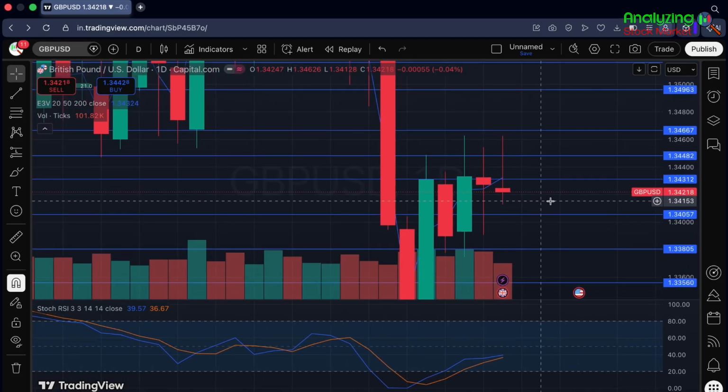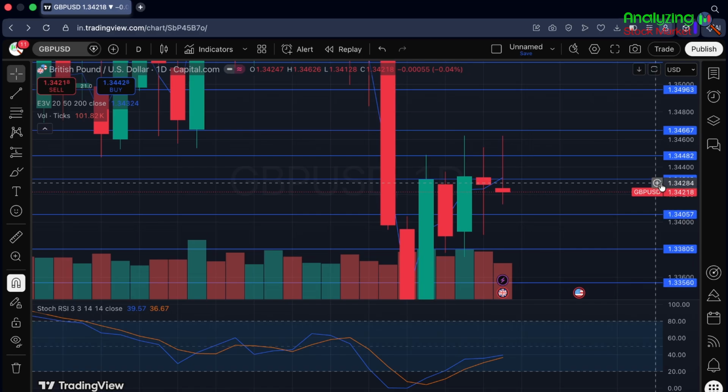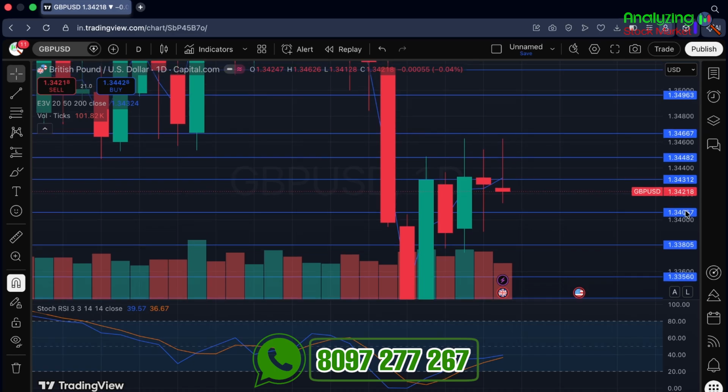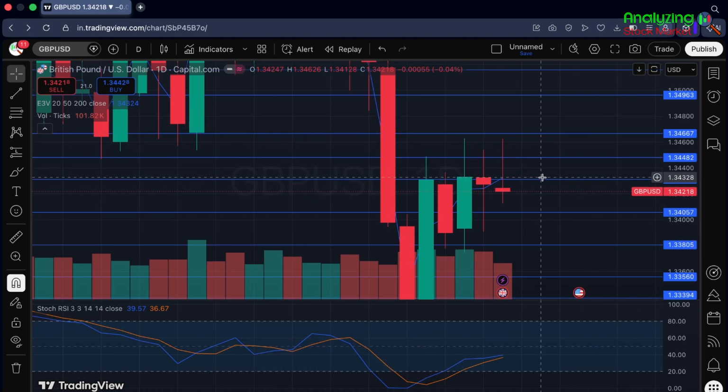So here, if I talk about the closing, 1.34218 is the closing. Here the direct support is 1.34057, and the direct resistance is 1.34312. After the direct support, there is a support at 1.33805 and then 1.33560. After the direct resistance, there is a resistance at 1.34482 and then 1.34667. These are the important support zones and resistance zones which will help you to take better stop loss and target levels according to your bias for this week. Do mark these important levels on your chart as well.